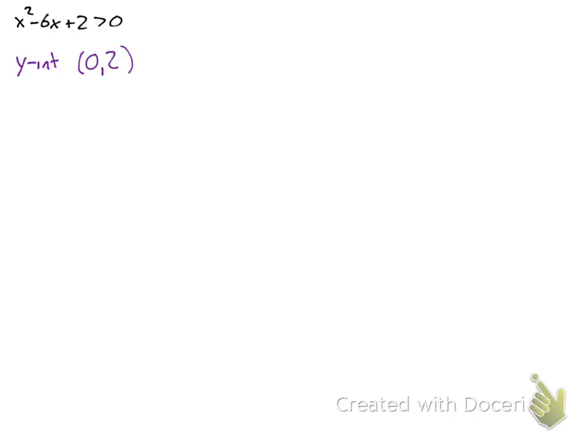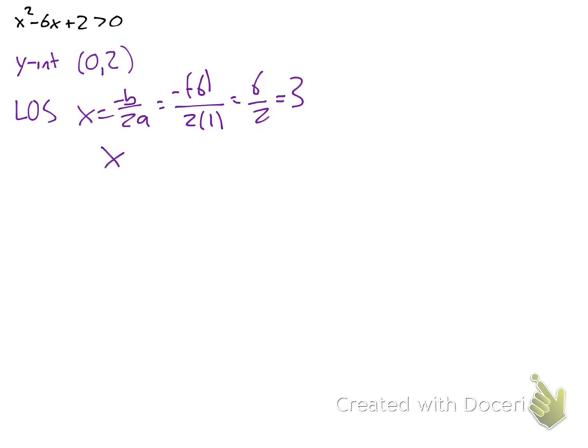That was nice. I'm going to find my line of symmetry, which is x equals opposite of b over 2a. If I plug those in, I get opposite of negative 6 over 2 times 1, which is 6 over 2, which is 3. So x equals 3 will be the line that splits my graph. That means I know my vertex is at 3 comma something.